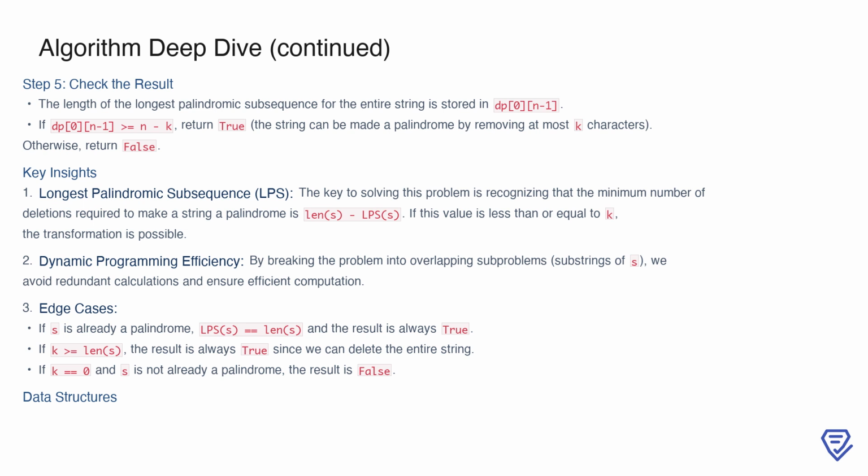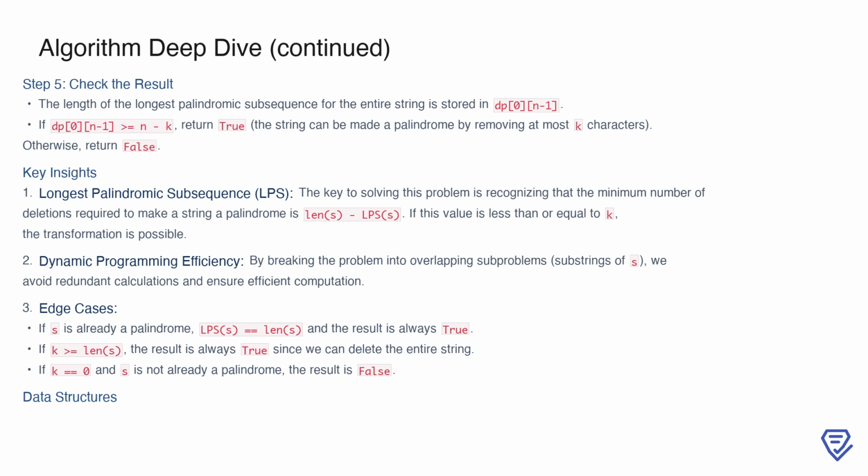First, the minimum number of deletions required to make a string a palindrome is equal to the difference between the string's length and its LPS. If this difference is less than or equal to k, the transformation is feasible. Dynamic programming provides an efficient way to compute the LPS by breaking the problem into overlapping subproblems.